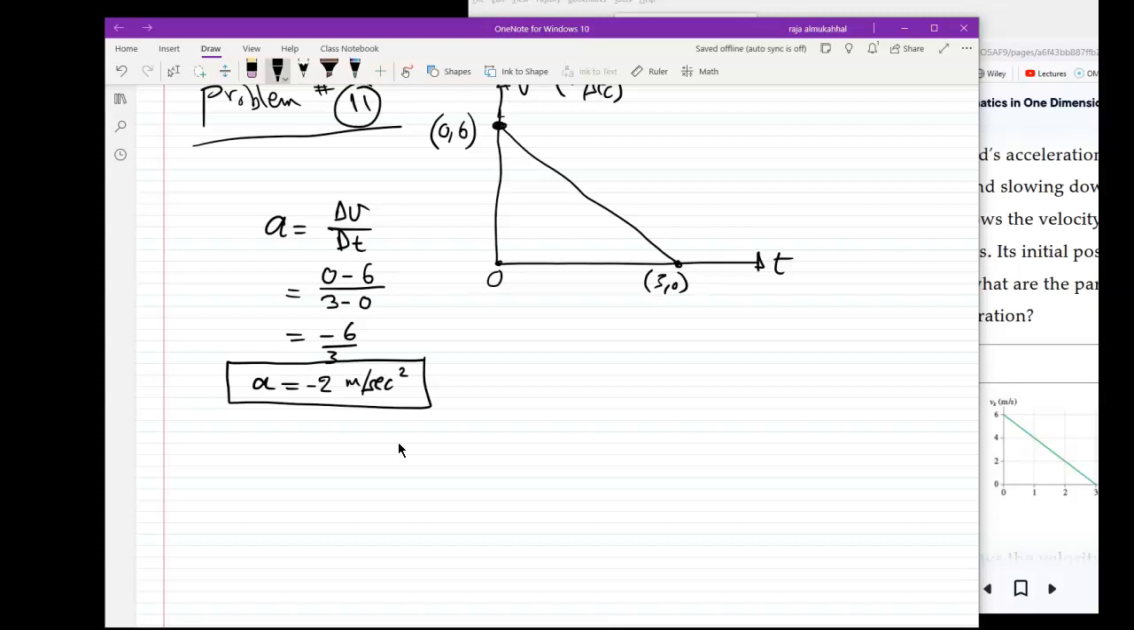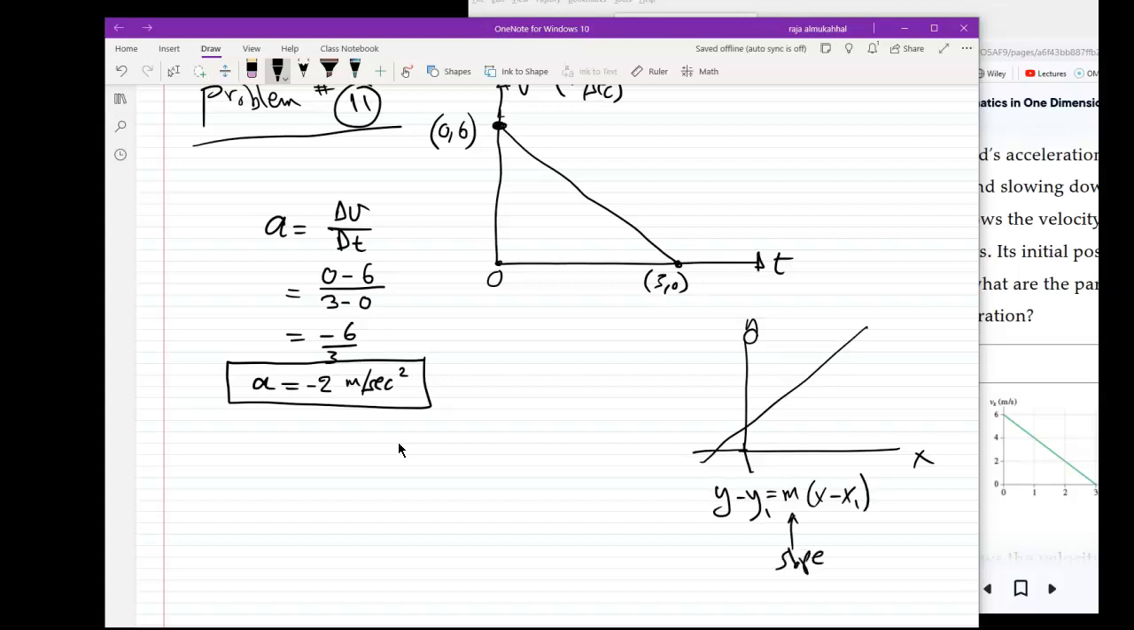Going back to algebra, suppose I have x and y axes and a line like this, and I'm asking you to find the equation of this line. If you remember the point-slope formula, y minus y1 equals m times x minus x1. That's pure algebra, where m is the slope and x1, y1 is any arbitrary point on the line. That will give you the equation of the line.